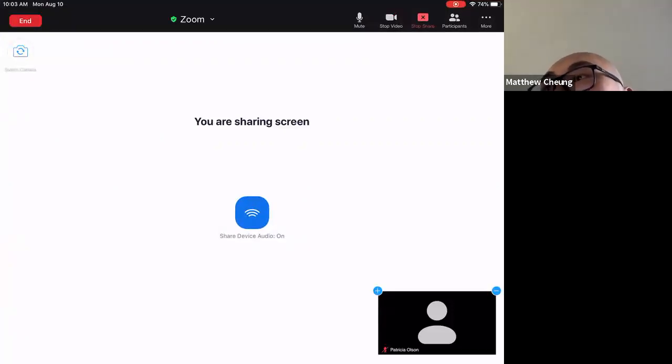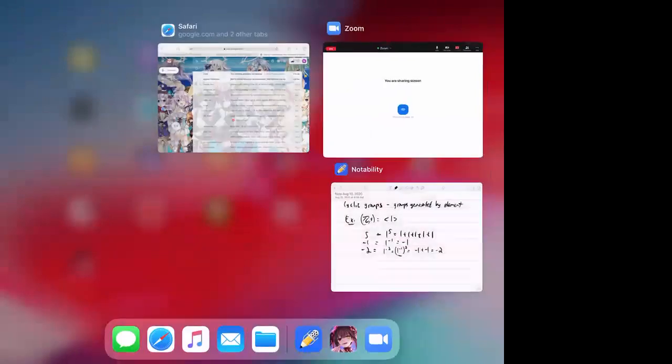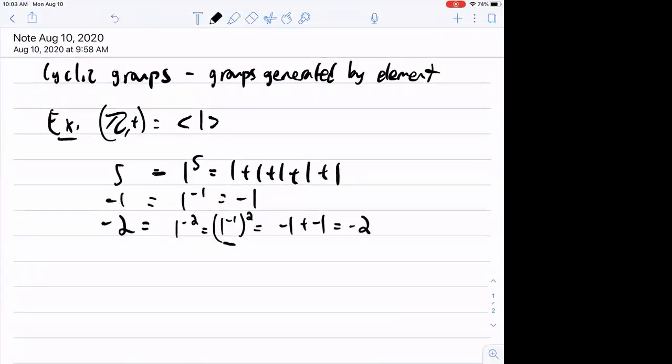Everyone good so far? Okay. Now there can be a choice of generator. There's no reason why I chose 1. It's also generated by negative 1, if you want to think of it the other way, because the inverse of negative 1 is 1. But it can't be generated by anything else. In this case, there are 2 possible generators you could choose from.